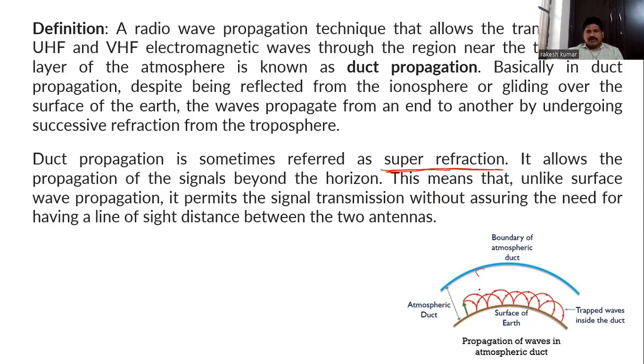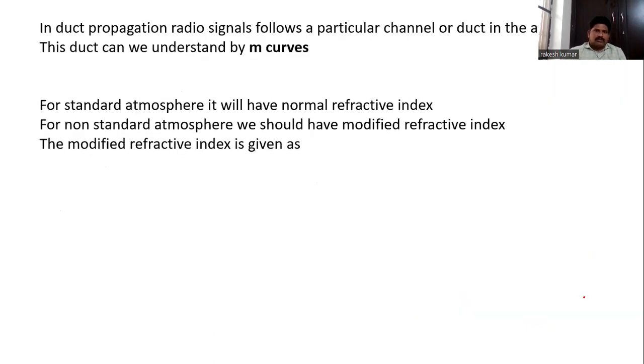This is the formation of a duct: how the signal is trapped and follows a path from the transmitting antenna to the receiving antenna. We will cover M curves also. Radio signals follow a particular channel, which is called a duct.